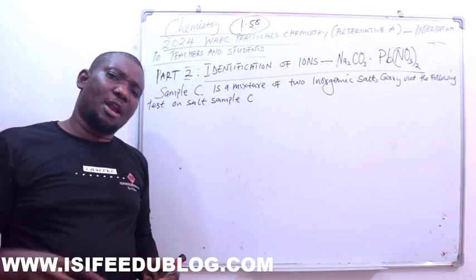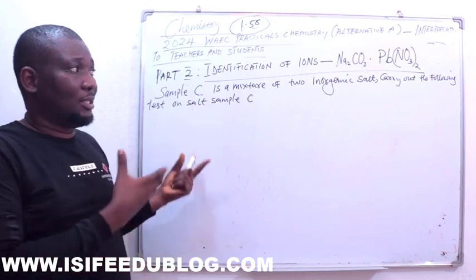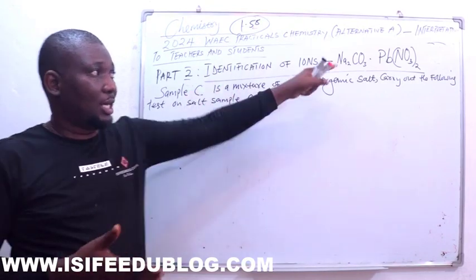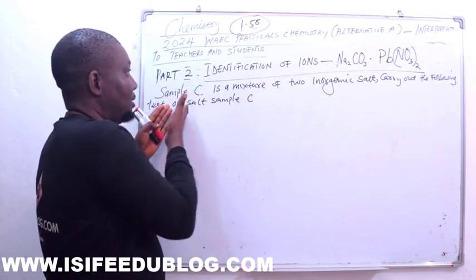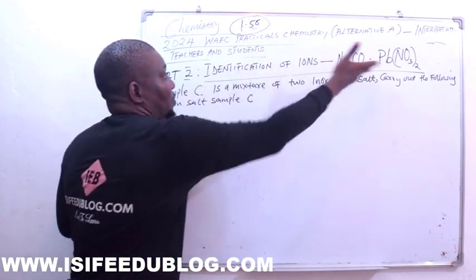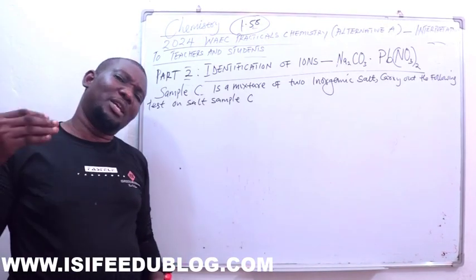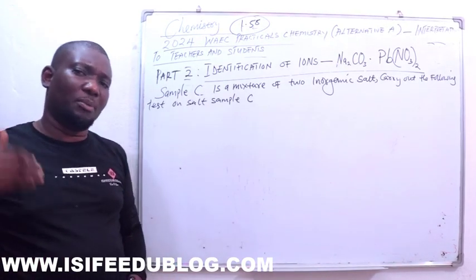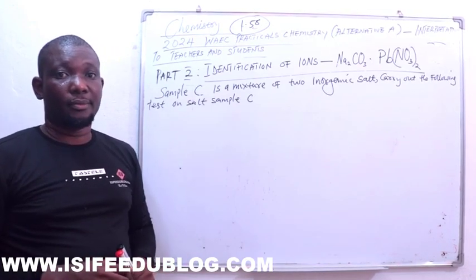And then, in the course of carrying out the practical work on that C, you are able to predict that this C looks like it is actually these two things. Being that this C is a mixture of the two inorganic salts, the preliminary investigation you should make first is to look at the color of the salts.